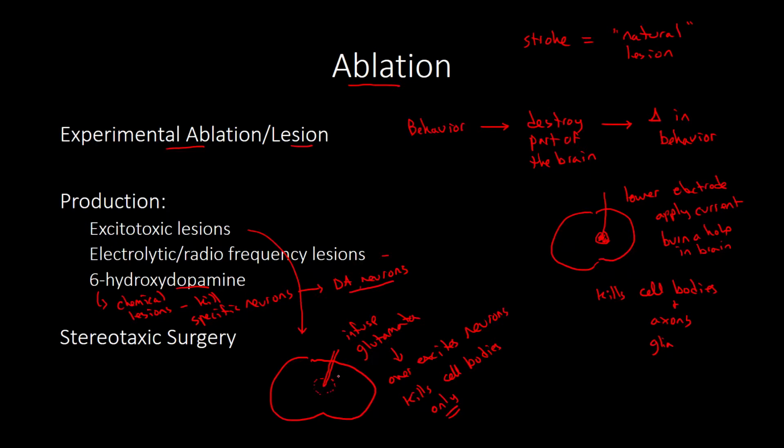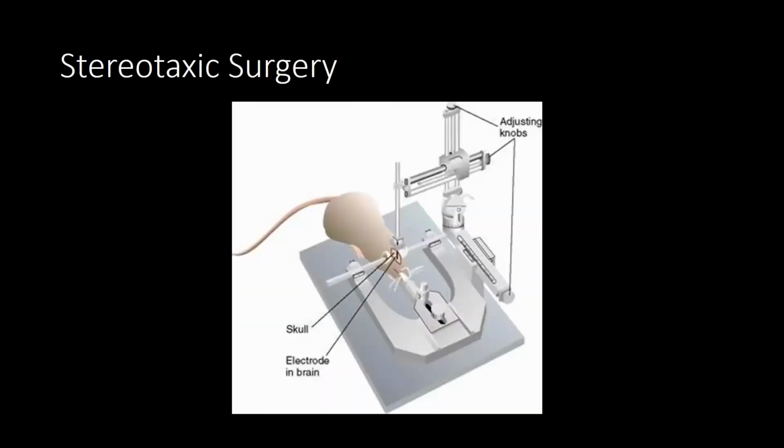All right. Now, how do we get these into the right place? Obviously, we need to get them in a precise location, or else we don't learn very much. We want to destroy a very specific part of the brain. Well, we do that using stereotaxic surgery. So stereotaxic surgery is a technique that we use in humans and non-humans to put a chemical or an electrode in a very specific part of the brain.